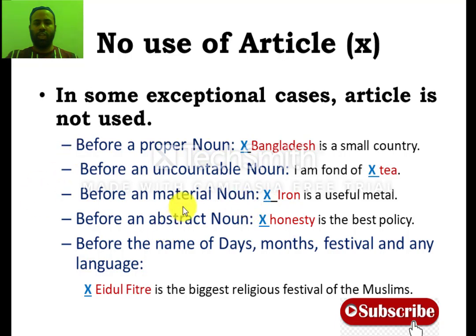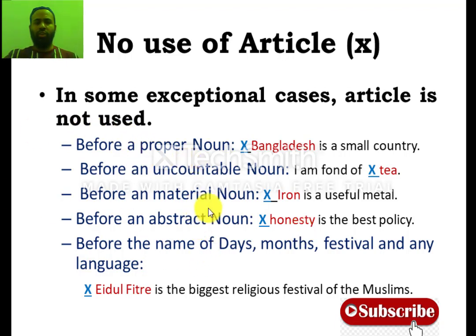That means no article. Iron is a useful metal. Before an abstract noun, abstract quality. Honesty is the best policy. Here honesty. Can you weigh honesty? No. There is no option for measuring it. These are called abstract ideas. That is why no article.